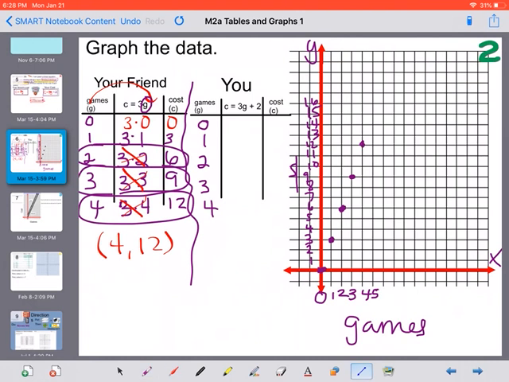So we could draw a line through here to represent how much we pay for each game. If this were to continue, it would go on in that direction. So this is for your friend.